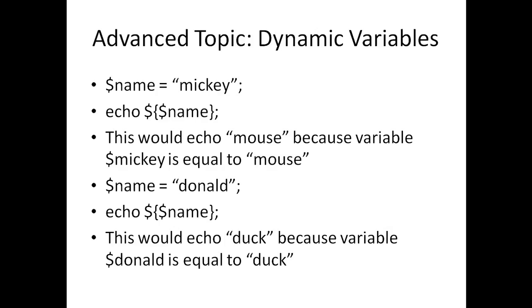Same thing, $name equals Donald. If you're echoing $, open brace, $name, close brace, semicolon, that would echo duck because variable Donald is equal to duck. The name variable, $name, gets resolved first, and then the outside variable works. I never tested if you can have multiple layers of dynamic variables. That might be something someone can test and report back on the forum. Curious myself, I might try it later.